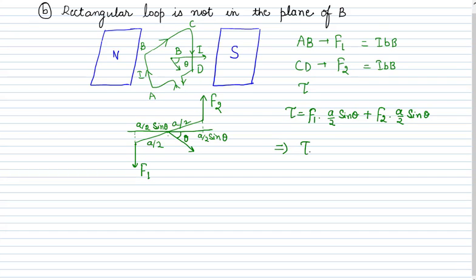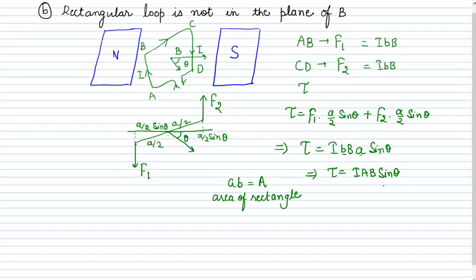So our total torque comes out to be A by 2 sine theta plus A by 2 sine theta. So this is equal to, if you put the value of force, then this is IbB, and A by 2 sine theta plus A by 2 sine theta will give you A sine theta. So this half and half will make a full. So this is the total force that is acting. Again, if you take this small b into small a, it will give you the area of the rectangle, that is capital A. That is the area of the rectangular loop. So if you put the value, then you get the value of tau as IAB sine theta. The sine theta is because we have tilted at an angle.